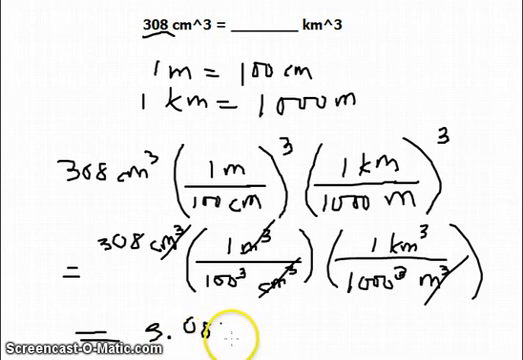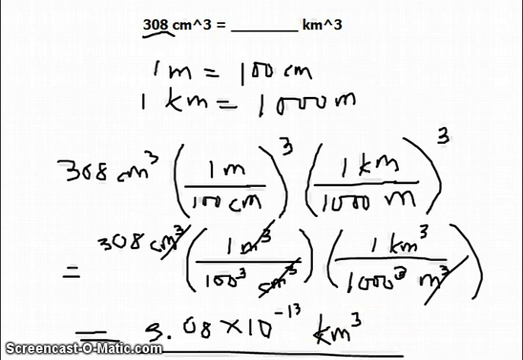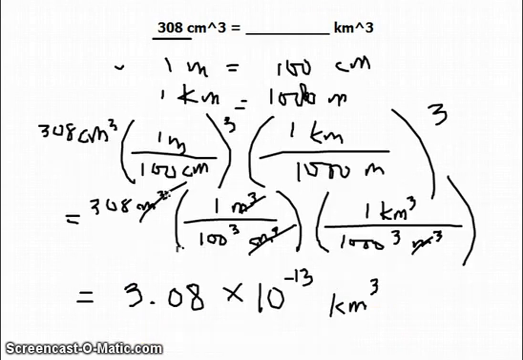And then we have an answer of 3.08 times 10 to the negative 13 kilometers cubed. And our answer is rounded to three significant figures. That's it.